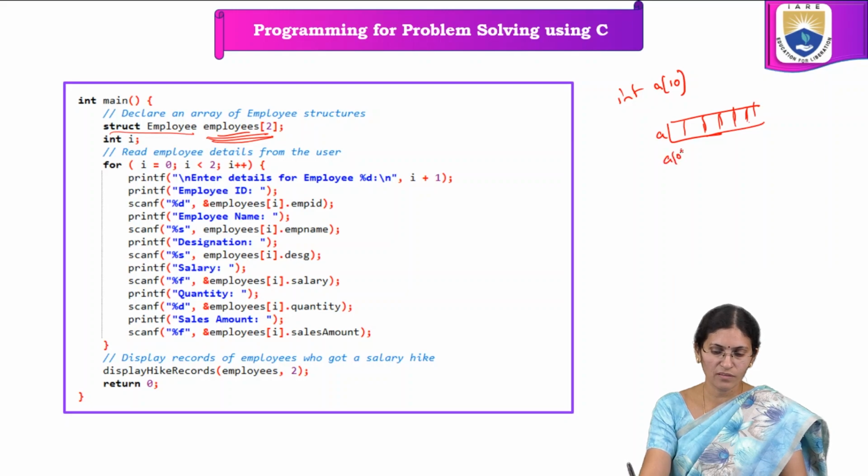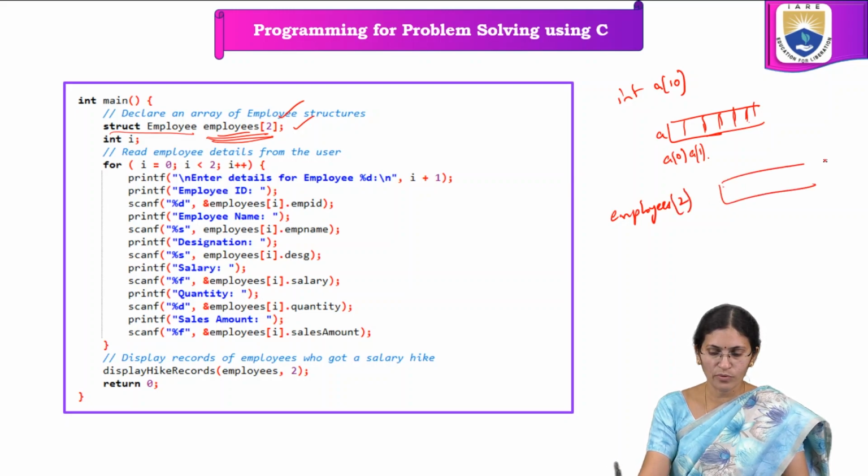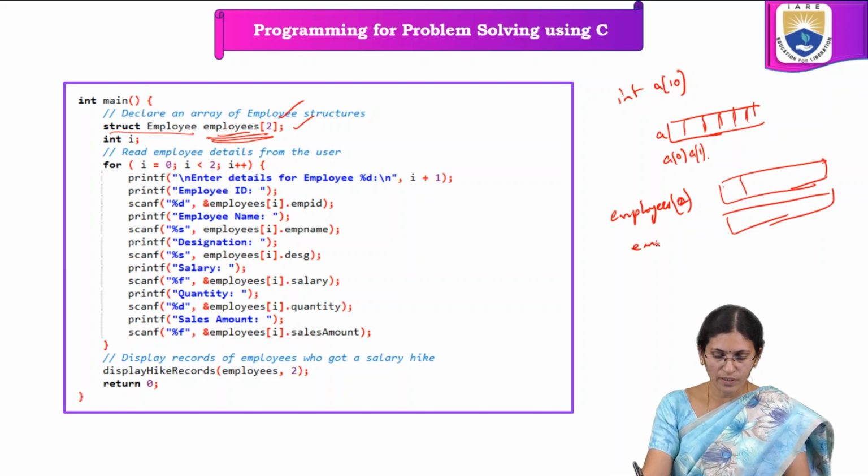So the first element can be accessed by a of 0, the second element by a of 1, and so on. Similarly, this is an array of type struct employee. Its size is 2 here, which means 2 records are to be maintained. This is the first one, this is the second one. This is employees of 0 and this one is employees of 1.